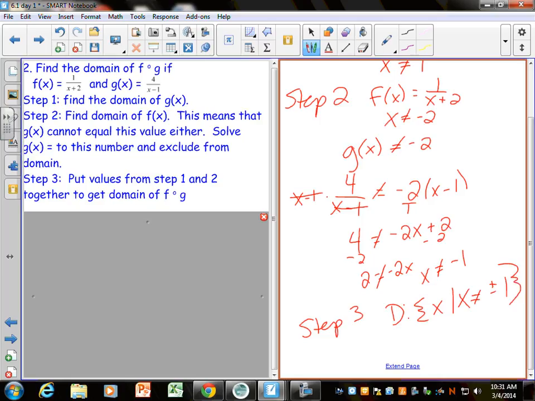Interval notation, you just got to skip negative 1 and 1. So that would be negative infinity to negative 1, negative 1 to 1, and 1 to infinity. Those little u's in there. Definitely when there's more than one thing, I think set notation is just way better.